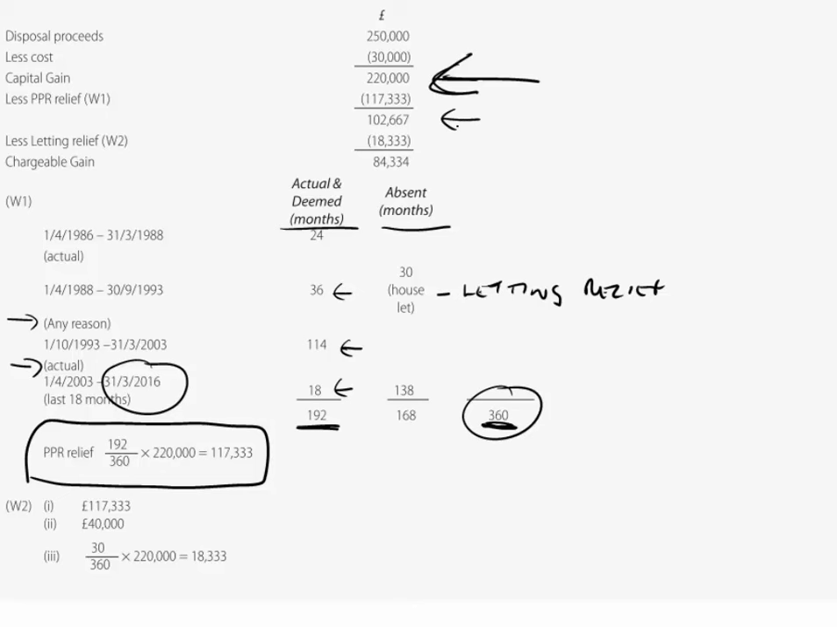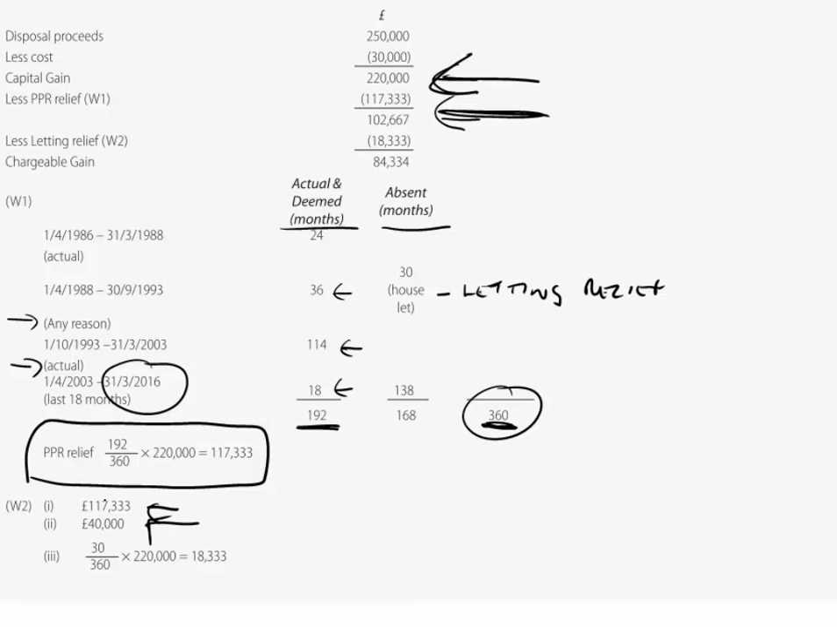But that then is still the subject of a further relief, letting relief here. Now that letting relief is limited to the maximum of, firstly, the PPR relief. Now the PPR relief here was 117,333, as we got up there on your PPR relief. Now we know it's not going to be that one because 40,000 is the maximum. We of course take the lower of these three figures, so 40,000 is a maximum. But then the proportion of the gain attributable to the period of letting.